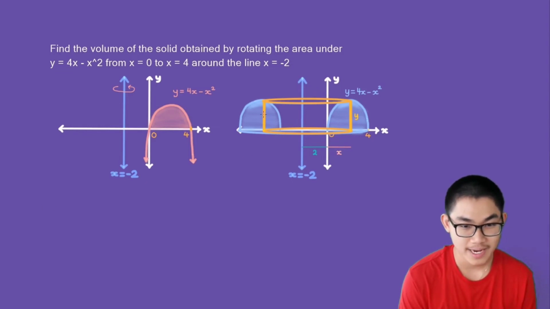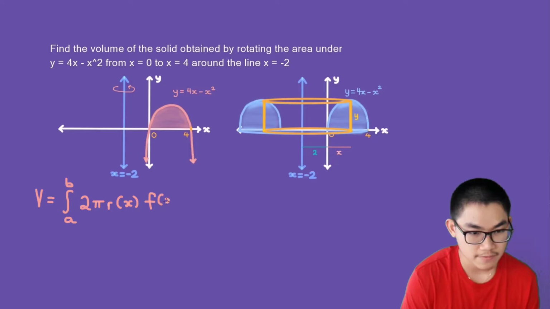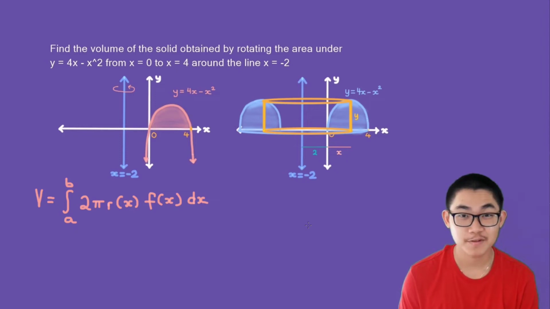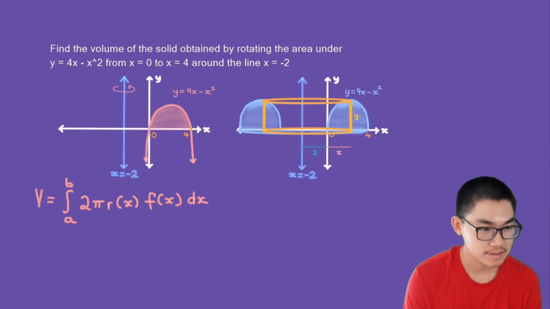And because we place the cylinder here, and the base of the cylinder is on the x-axis, we integrate with respect to x. So the volume will be the integral from a to b of 2 times pi times the radius, which is r of x, and then times the height, which is f of x. And don't forget the dx right here. The first step is to find a and b. If you take a look at the original function, it goes from 0 to 4. So a is 0 and b is 4.